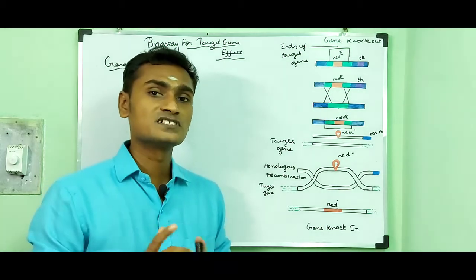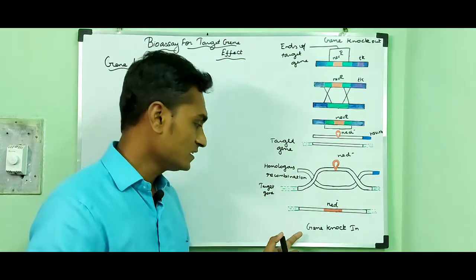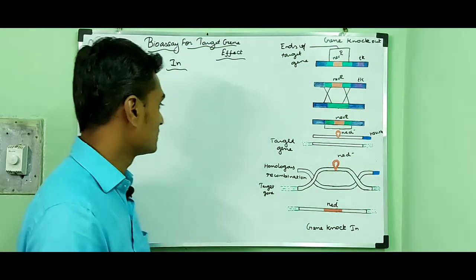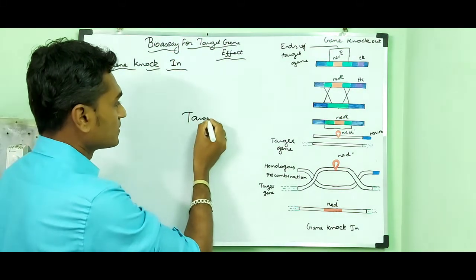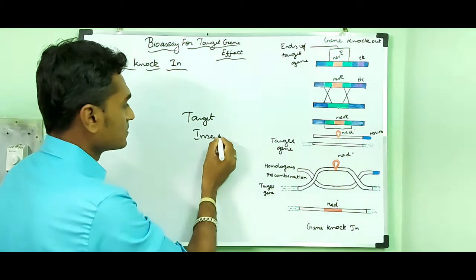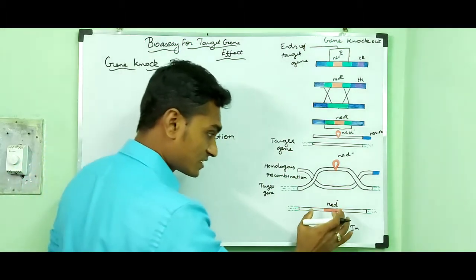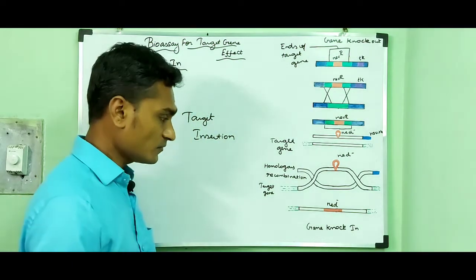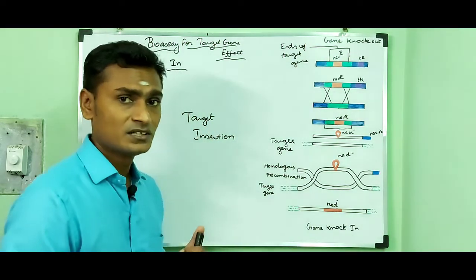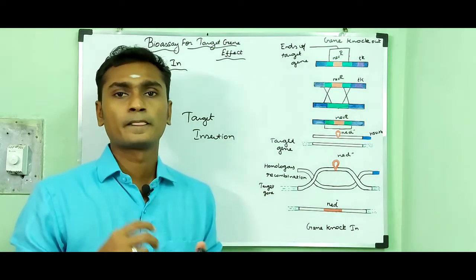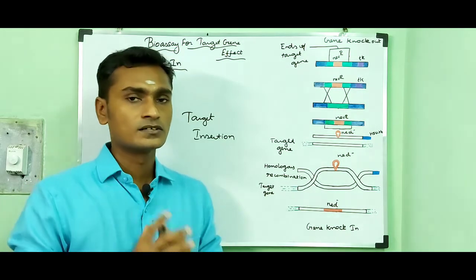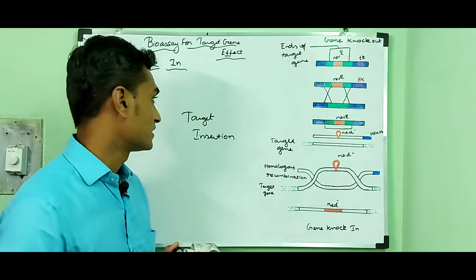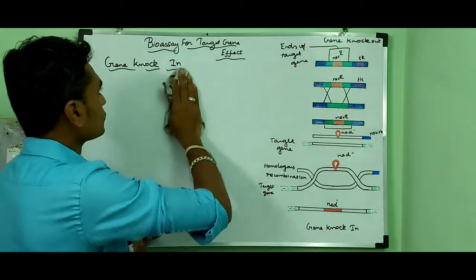So that is the major difference between the traditional transgenic technique and gene knock-in process. That is why this gene knock-in process is otherwise called target insertion, because the gene of interest gets inserted at a specific genetic locus. Then this gene of interest can be expressed as a protein and it leads to changes in the phenotypic expression of that organism. Then I am going to tell you the next technique, called gene knockdown.